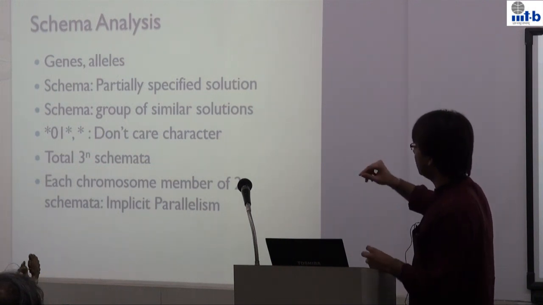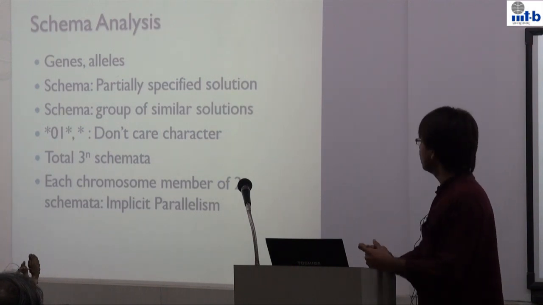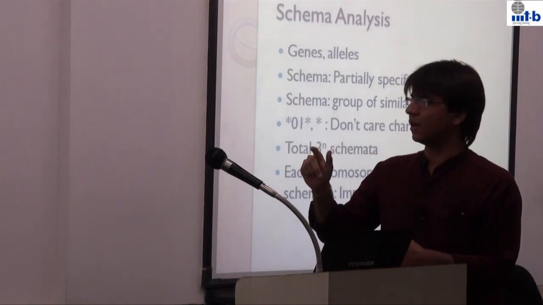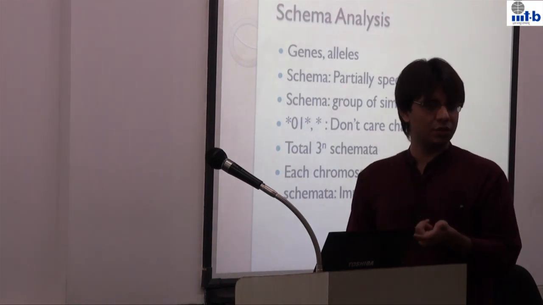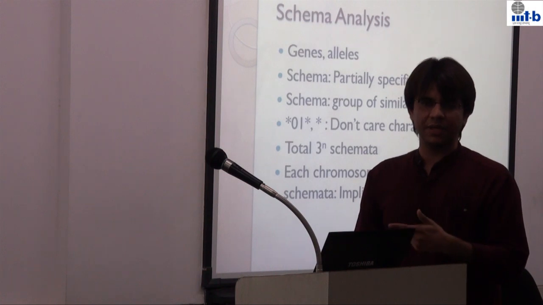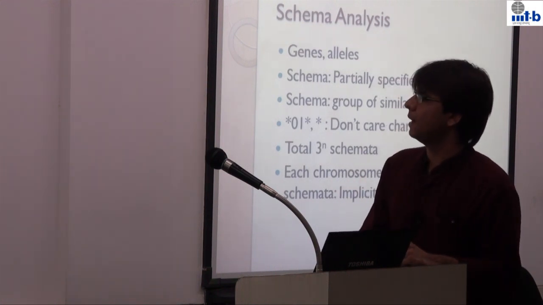Let's talk about the schema *01*. Star means the don't care character. Likewise, we can define many schemata. In this schema there are 4 members. Wherever there is a star, we can replace it by 0 or 1. So 2 positions are empty, and there are 2^2 = 4 different solutions possible in that set.